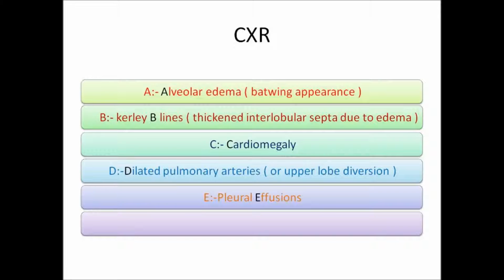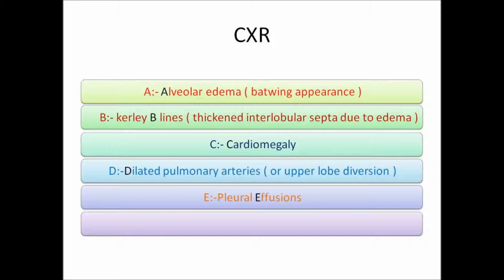Curly B lines are actually horizontal lines that are seen at the costophrenic angle because of increased thickness of the interalveolar septa. This interalveolar septa will increase its thickness because of the pulmonary edema. The lungs are filled with fluid, and this will fill the interalveolar septa. The C stands for cardiomegaly, and that is enlargement of the heart. This is especially common for patients with a pressure overload, as we said, like those with long-standing hypertension.